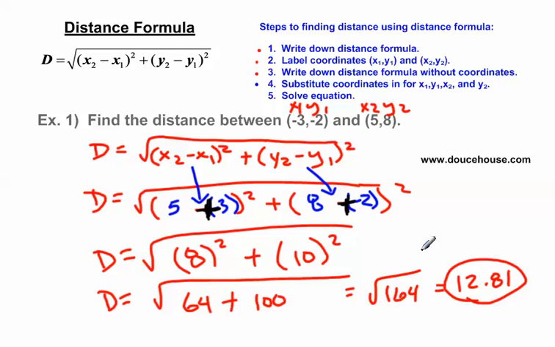Another thing you need to keep in mind is I could have called this x2 y2 and an x1 y1, and I still would have gotten the same answer here. These numbers would have been switched around, but you still would have ended up with the same distance. So if you label this one x1 y1 and this x2 y2, you're still going to get the same answer.